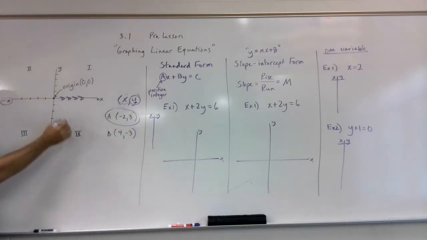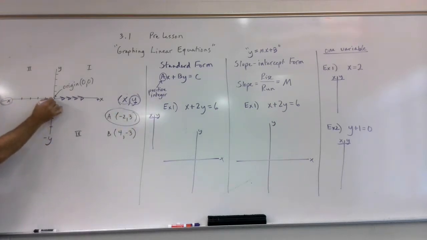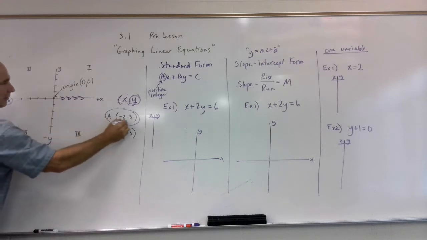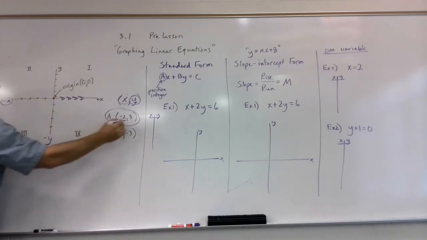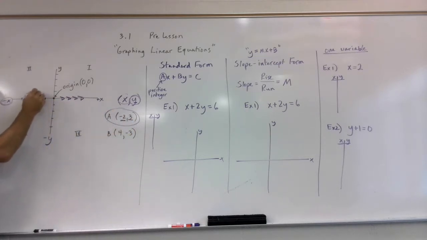Let's plot this point. Always start from the origin. So we go left 2, because that's my x. 1, 2, and we go up 3. 1, 2, 3. Remember what we're plotting. We're plotting a point, point A.